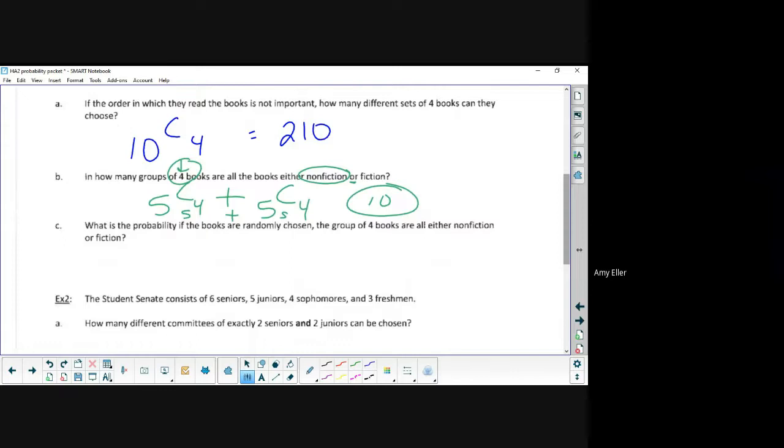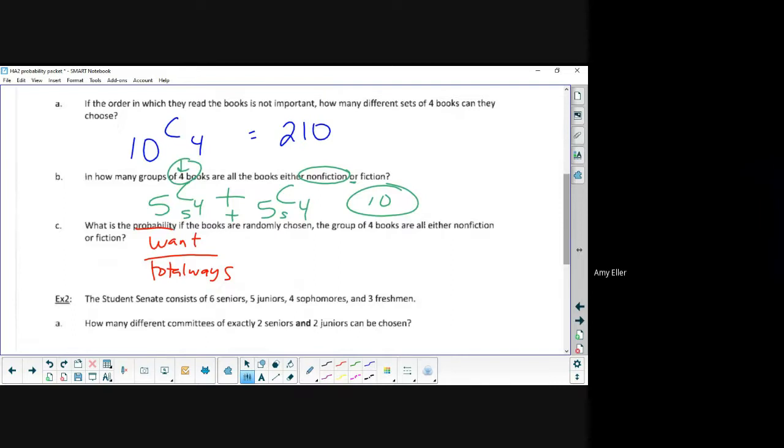10. C, what is the probability? Make sure we have a fraction. What is the probability if the books are randomly chosen that the group of 4 books are either all nonfiction or fiction? So we need the total number of ways at the bottom, and the top is what we want, which is specifically all 4 books fiction or all 4 books nonfiction.